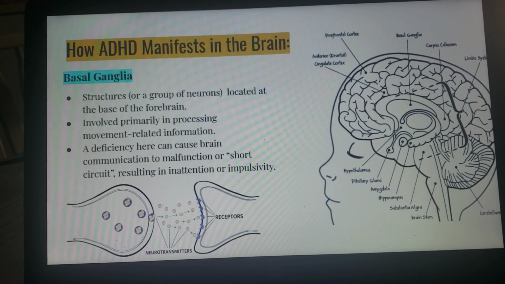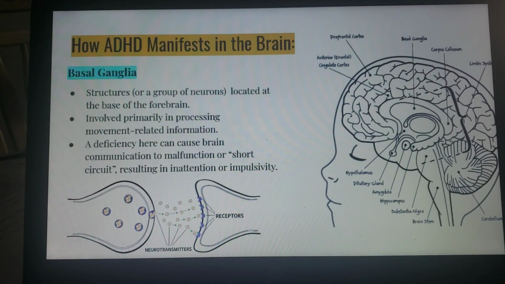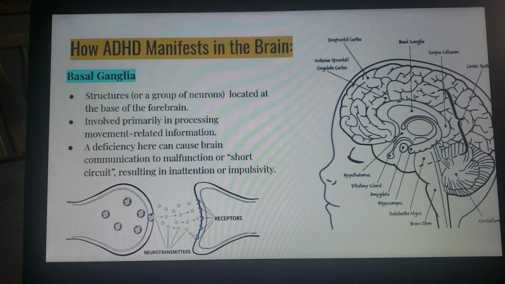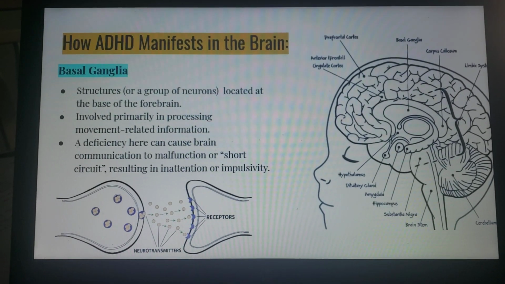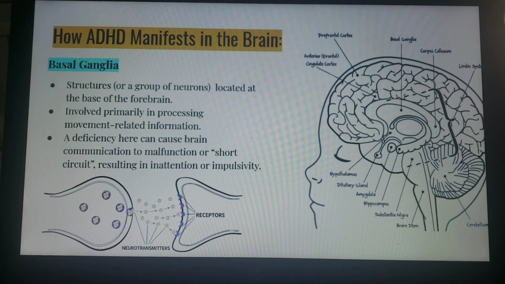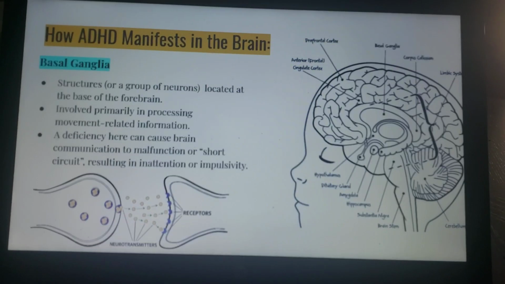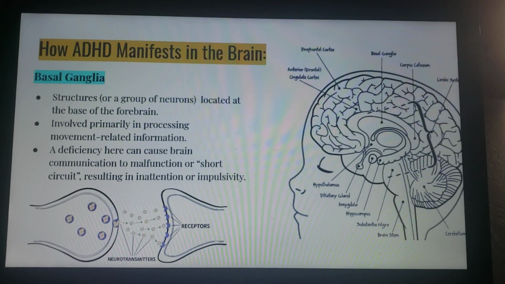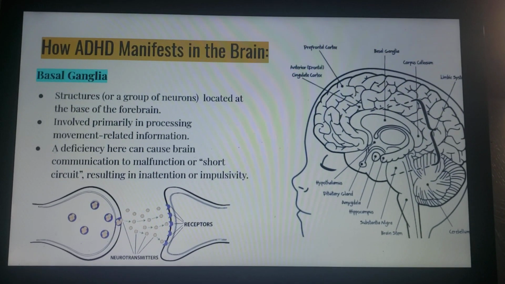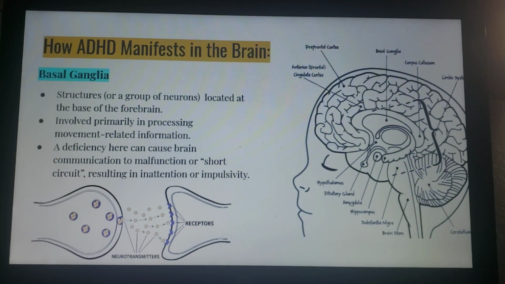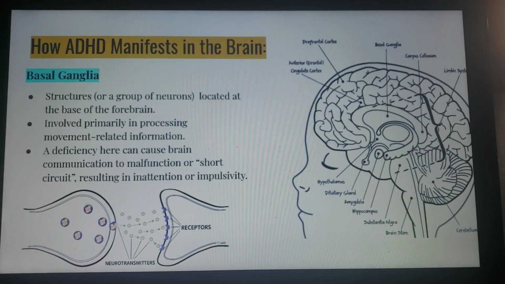Okay, so the short circuit between the dopamine and the way that it's carried out through the brain definitely affects the way the child deals with tasks. So these are just the main parts of the brain that ADHD affects, and I hope that this presentation was able to give you a better understanding of what's going on in the brain.